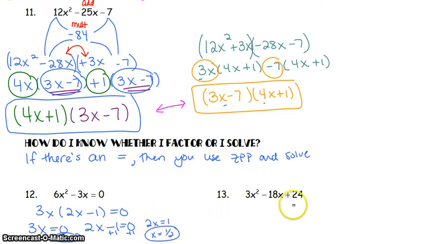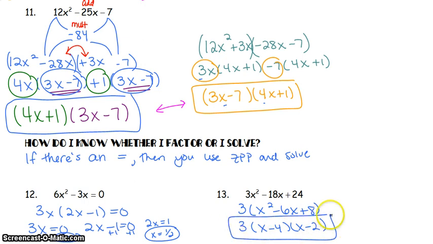When we look at number 13, there is no equal 0. So there is no solving. There's just factoring. We start with the GCF. And then we're looking for two numbers that multiply to the outside and add to the middle. We have a positive product with a negative sum. So we've got minus, minus, a 4 and a 2. And that's our answer, and we are finished.